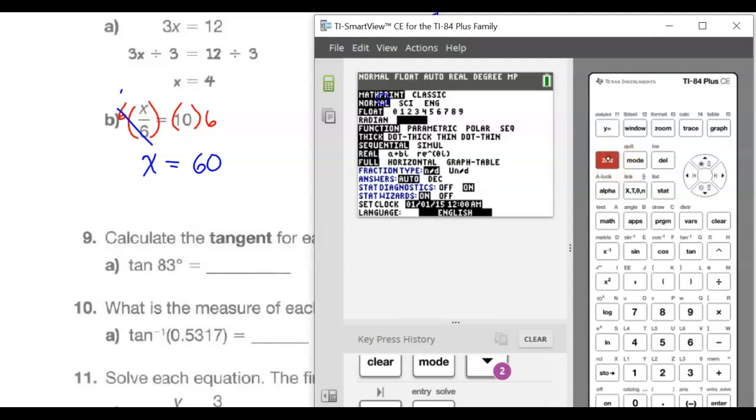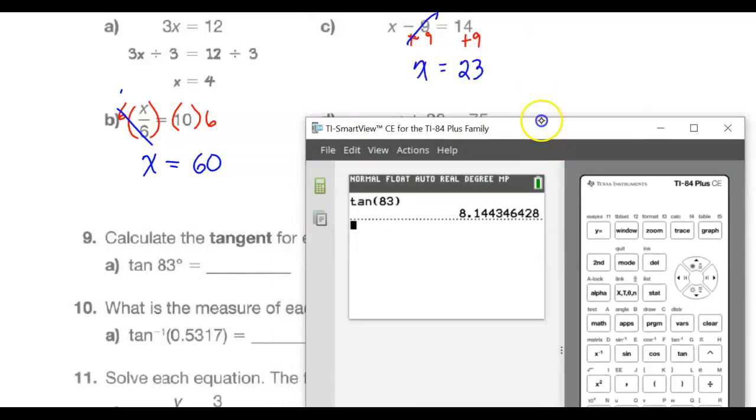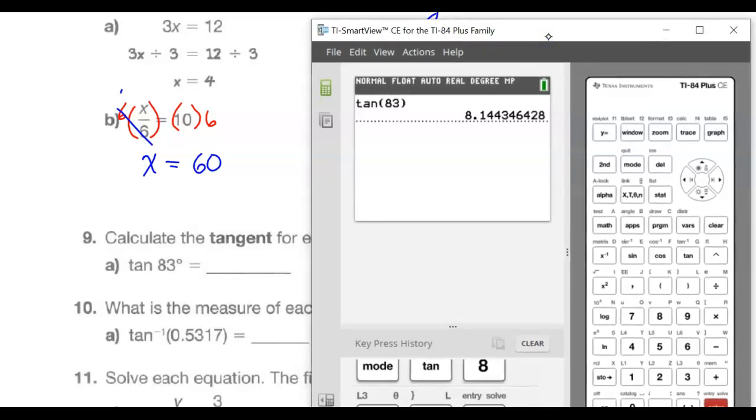Okay, so we'll quit out of that, and then we'll take tan, so tangent of 83, close the brackets, and does it say what to round to? It doesn't, so we'll go to 2 decimal places, 8.14.